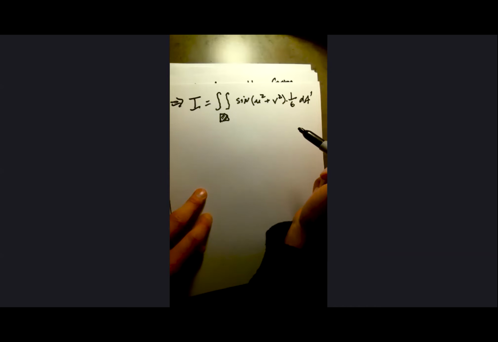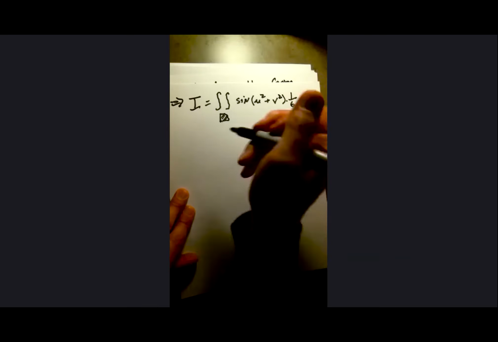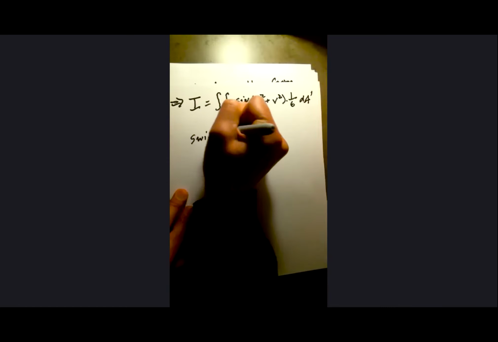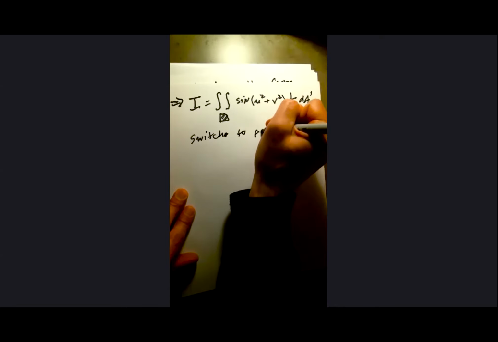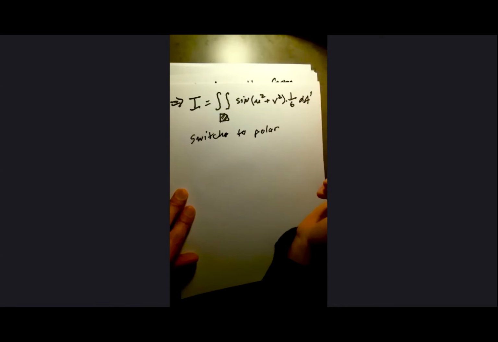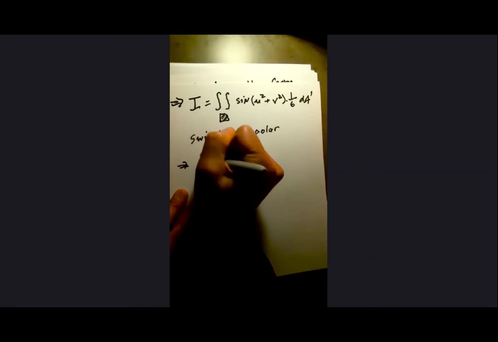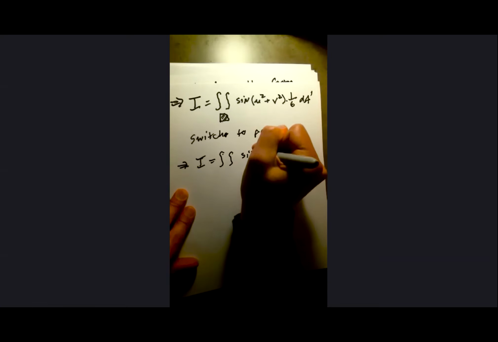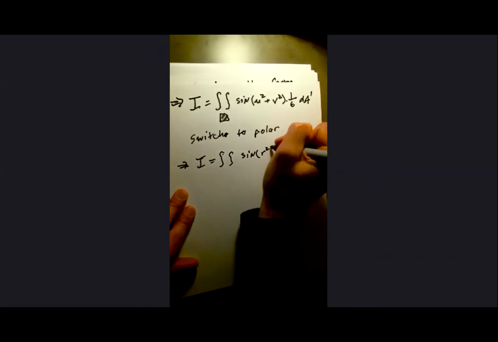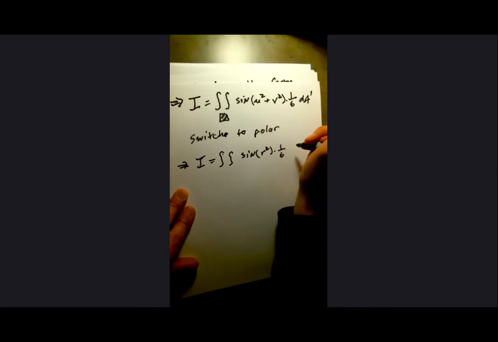This is all very circular, so how would you suggest that we integrate this? Polar. Good call. So let's switch to polar coordinates. So this is going to become a sine of r squared times 1/6, and then we're going to have our r dr d theta.